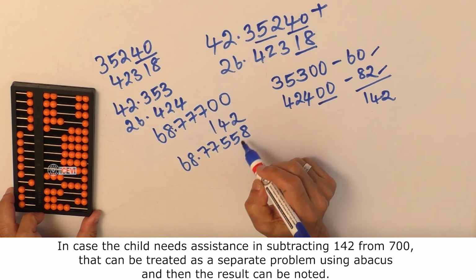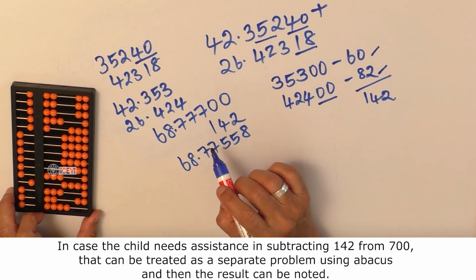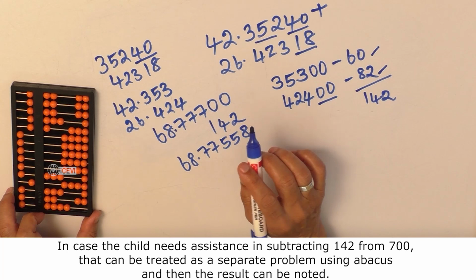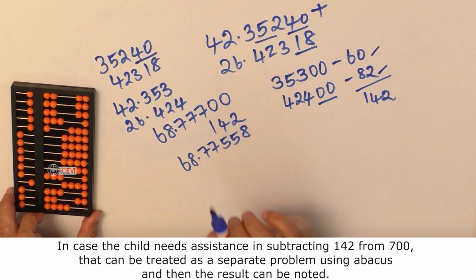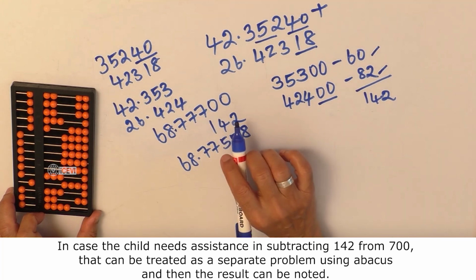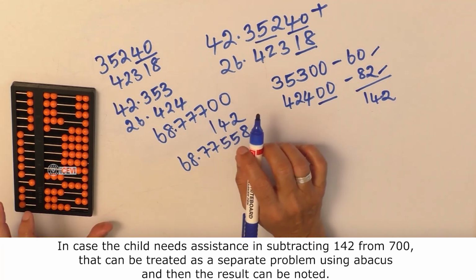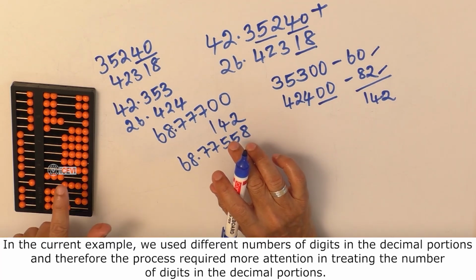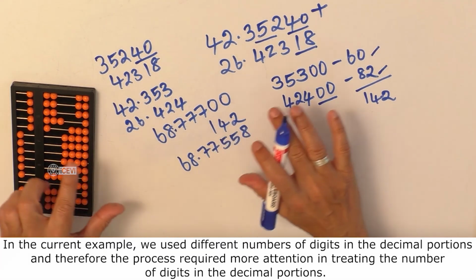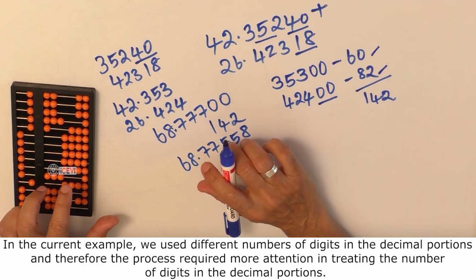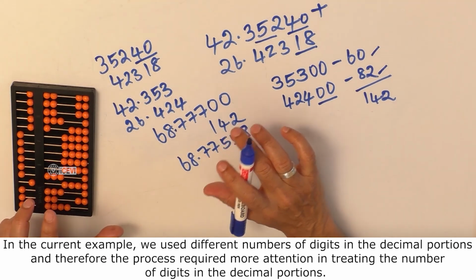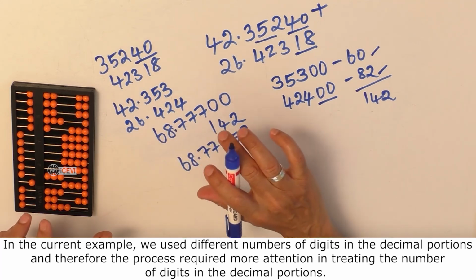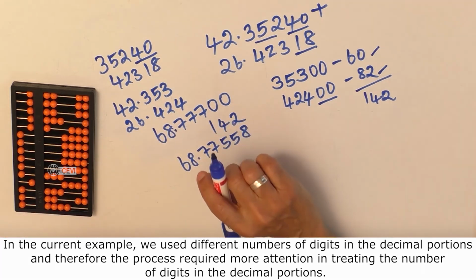In case the child needs assistance in subtracting 142 from 700, that can be treated as a separate problem using abacus, and then the result can be noted. In the current example, we used different numbers of digits in the decimal portions, and therefore the process required more attention in treating the number of digits in the decimal portions.